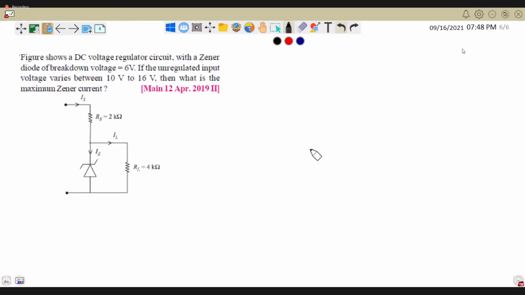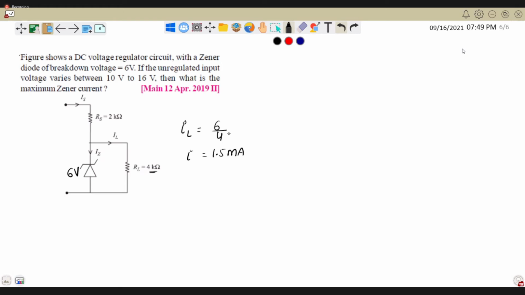What is it? See, this is clearly given as 6 volts. So how much current will go into this 4 kilo ohms? 1.5 into 10 power minus 3, 1.5 milliampere, correct? Yes, sir.